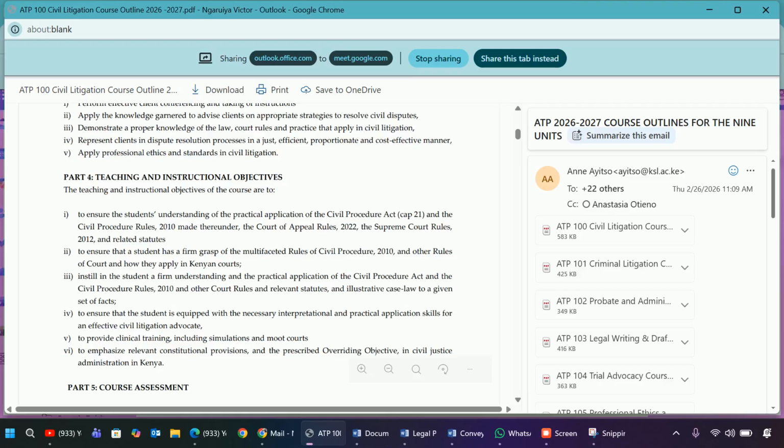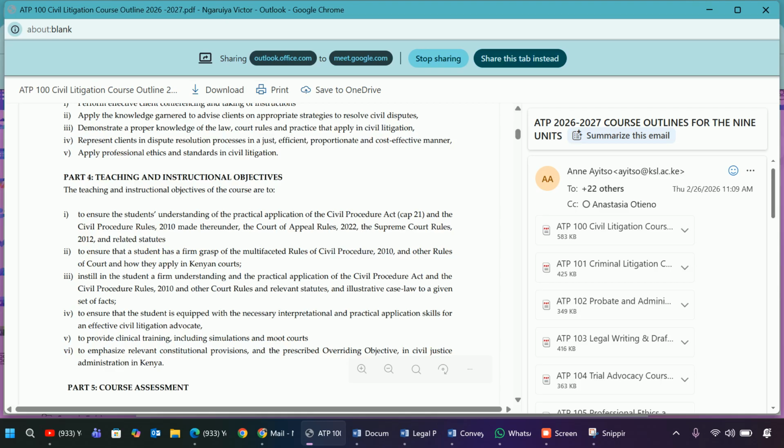Yes. The institution was to ensure that students understood the practical application of the Civil Procedure Act and the Civil Procedure Rules of 2010 made thereunder, the Court of Appeal Rules 2022, the Supreme Court Rules 2012, and related statutes. It also aimed to ensure that a student has a firm grasp of the multifaceted rules of the Civil Procedure 2010 and other rules of court and how they apply in Kenyan courts.